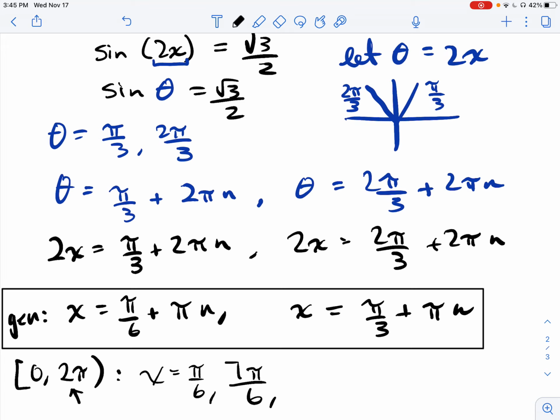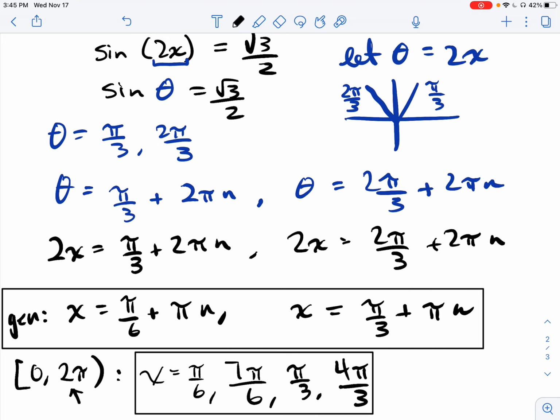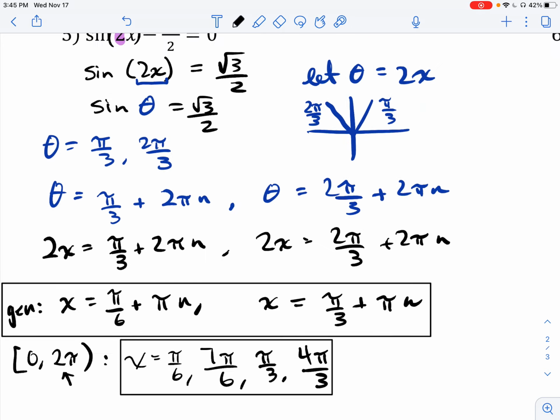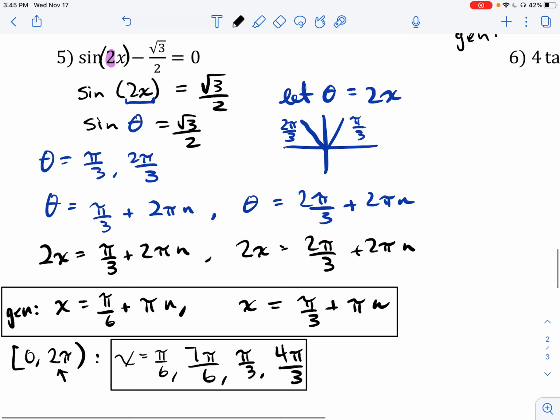Now let's move on to the other equation. When n is equal to 0 for the second equation, I get pi over 3. When n is equal to 1, I get 4 pi over 3. When n is equal to 2, again, that's an angle that's going to be greater than 2 pi, so I would not include that. So I've now found my 4 angles. When I plug pi over 6 back into my original equation, does that work?